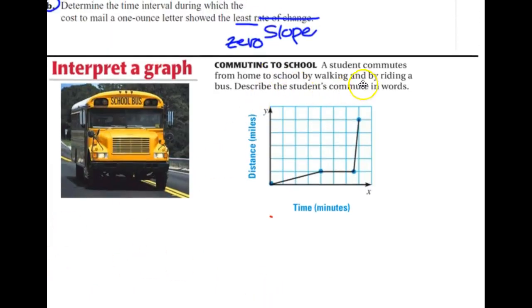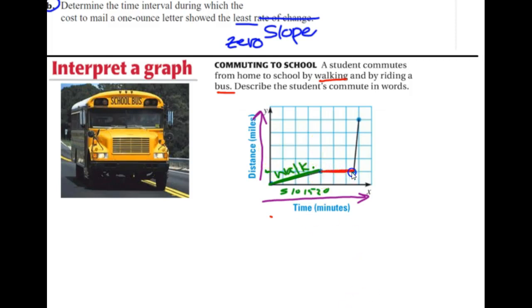It says, commuting to school. A student commutes from home to school by walking and by riding a bus. Describe the student's commute in words. So here we have time in the bottom as time goes on, and here are distance in miles, how far we've traveled. Well, if we're just looking at this first piece of our graph, quite a bit of time has gone by. If these are like 5 minutes, or even 1 minute at a time, that's a long time. And we haven't gone very far. We've only gotten to this first mark here. So I would say if it's taking you a long time but you're not going very far, that you're probably just walking.